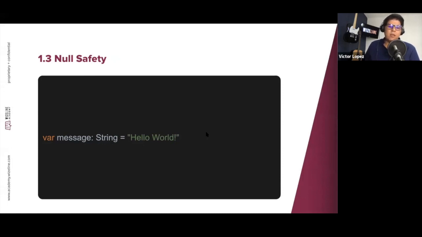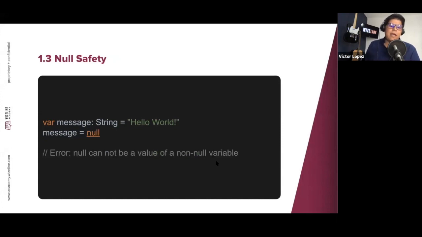In this case, we know that this is null safe because when we declare the type, we are not seeing a question mark. So this is a non-nullable variable. So what happens if we try to set null for this variable? Well, we will have a compilation error again because this is non-nullable. In this case, null cannot be a value of a non-null variable, okay?